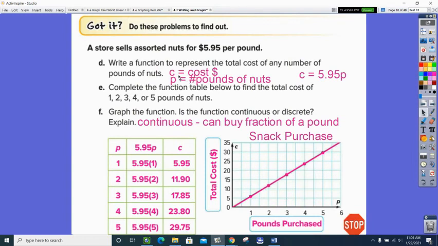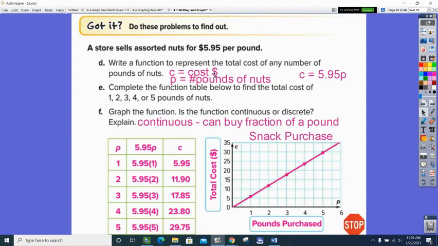I used the C and the P, I think because the answer key had C and P. So basically C is your Y, equals the cost in dollars. P is the pounds of nuts, which would be X. So this is your Y and that's your X. And it doesn't matter what variables you use as long as they match appropriately. So the Y, the dependent variable, in this case C, would be your cost in dollars. The input variable, which the book uses P, would be maybe X, and that's the number of pounds of nuts.